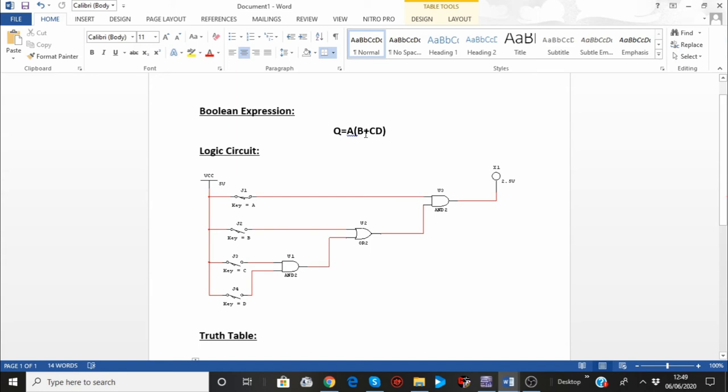Plus means OR, it's an OR gate, and for AND gates, they just put times or dot. You could have a dot there, meaning AND, or you could just have nothing in between letters, that means still an AND gate. So if we say that the output of a logic circuit is Q equals A and B or C and D, this is how you read it: Q equals A and B or C and D.